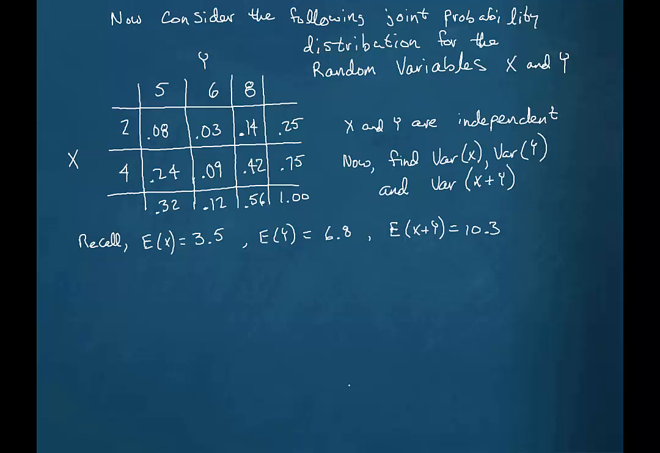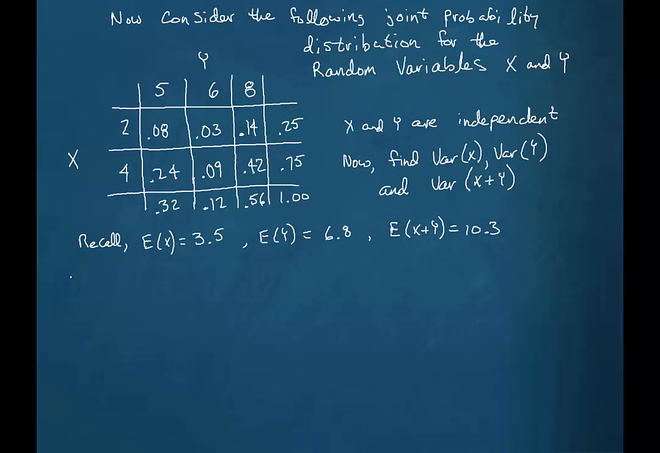In the last video, we showed that the variables x and y are independent for this distribution. Now let's find the variance of the random variable x, the variance of the random variable y, and the variance of the sum of the random variables x and y. Let's recall that the expected value of x, or in other words, the mean of the random variable x is 3.5, for y it's 6.8, and for the sum, x plus y, it is 10.3.